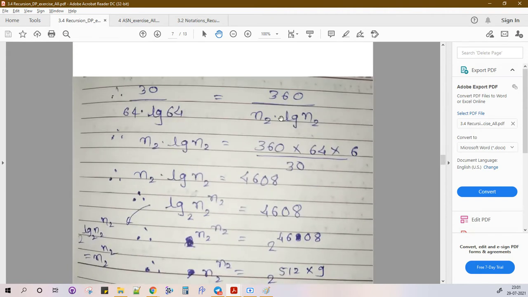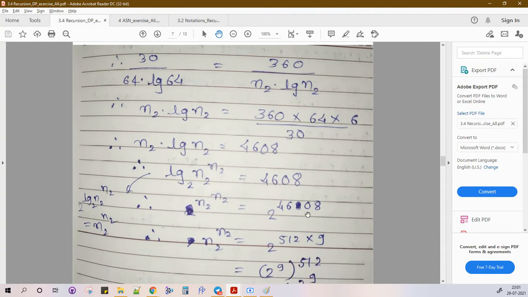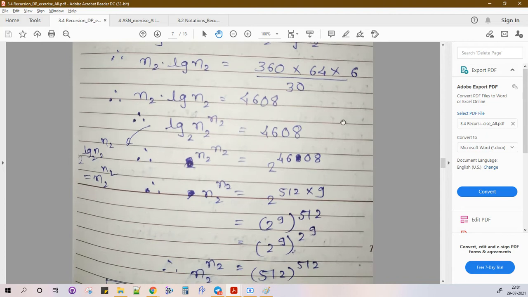So 30 divided by 64 log 64 into log n2. I will just make this the principal, so it is nothing but 360 multiplied by this. So I will get n2 log n2 equal to 4608, right? And there are so many methods to solve this. But one method is a multiplied by log b is nothing but log b to the power a. So I have done the same thing, right?